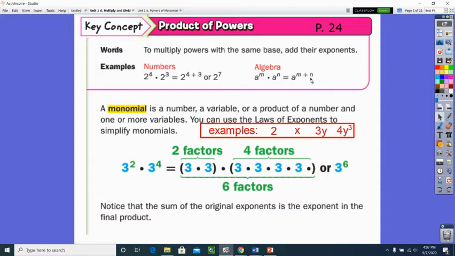So here's just in general. Notice that we have a variable of a. So as long as the base is the same, it could be a 2, it could be a 3, it could be an a. We write the base, and then whatever the exponents are, we're going to add them. So when you multiply powers with a common base, you write the base and add the exponents. Notice that the sum of the original exponents is the exponent in the final product, the final answer. The word product is the answer of a multiplication problem.